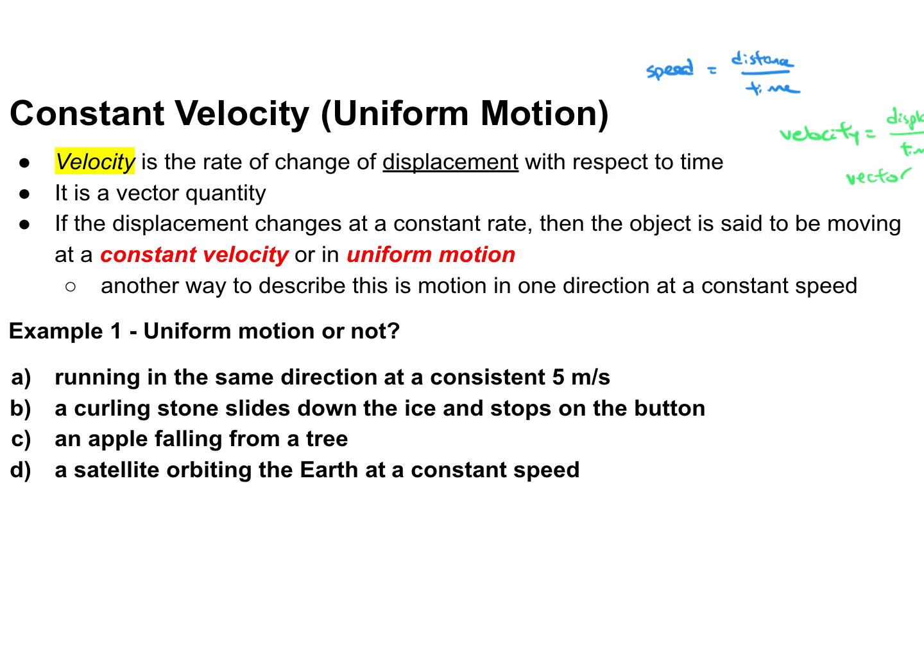However, if you're not going in a straight line, if you're driving in curves, for instance, even though you may be going at a constant speed, your velocity will not be constant, because by going in curves, your displacement is going to be changing direction all the time. All right, example 1: uniform motion or not, or in other words, constant velocity or not.